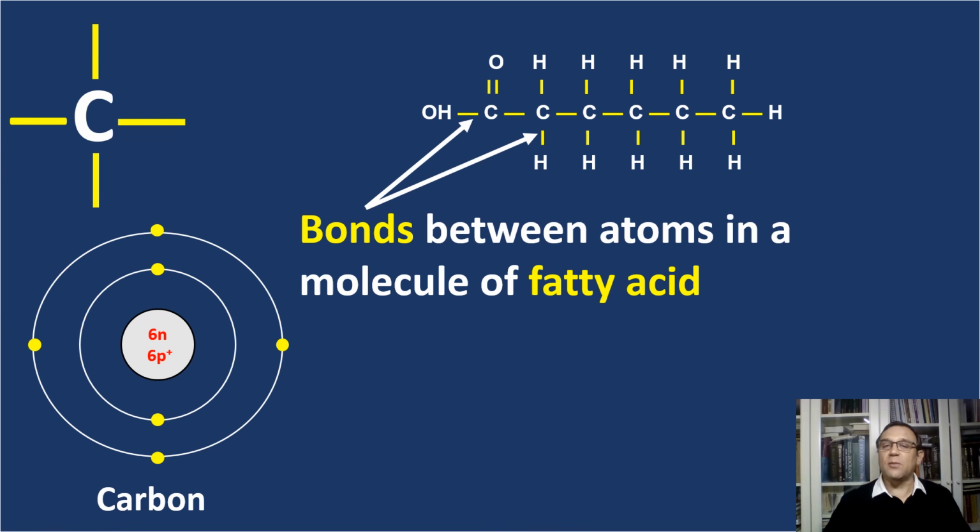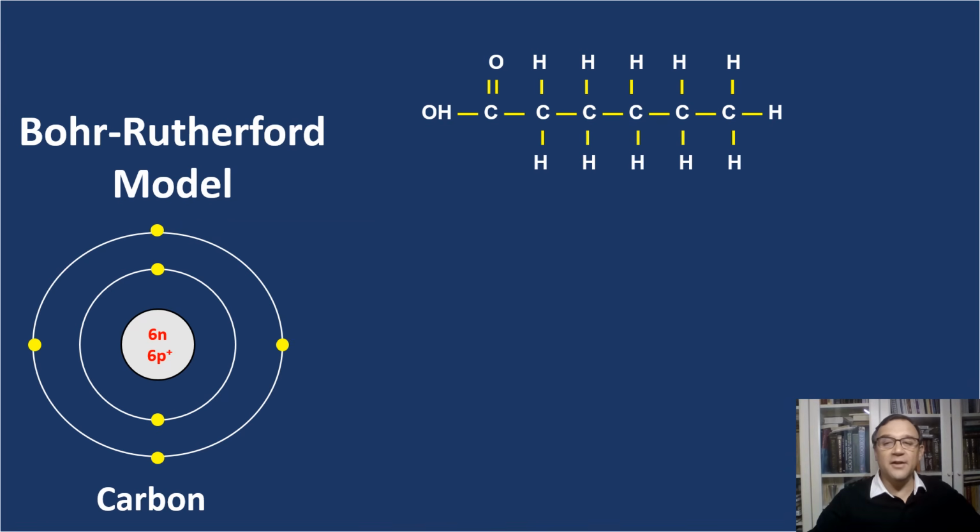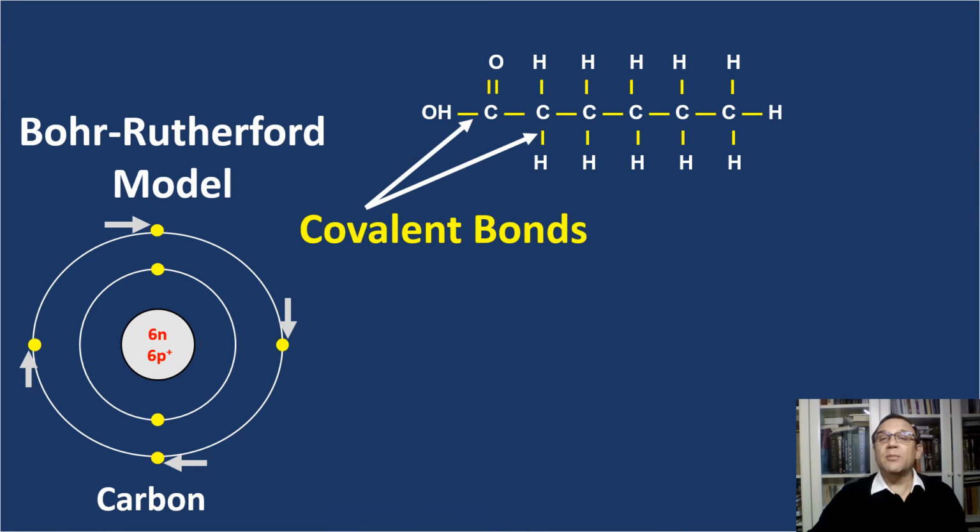Carbon's ability to form four bonds comes from its atomic structure, specifically the number of valence electrons and unpaired electrons in its outer shell. In the Bohr model, the second shell of a carbon atom contains four unpaired electrons, which can pair with electrons from other atoms. Here they are: 1, 2, 3, 4. This allows carbon to form four covalent bonds.